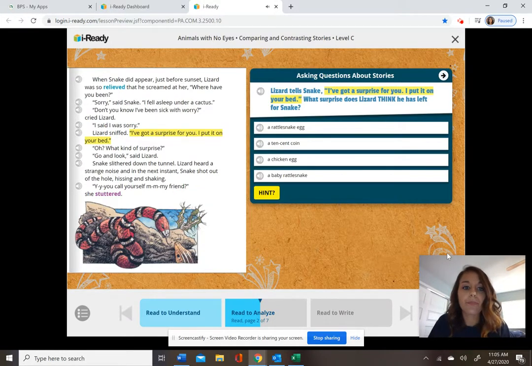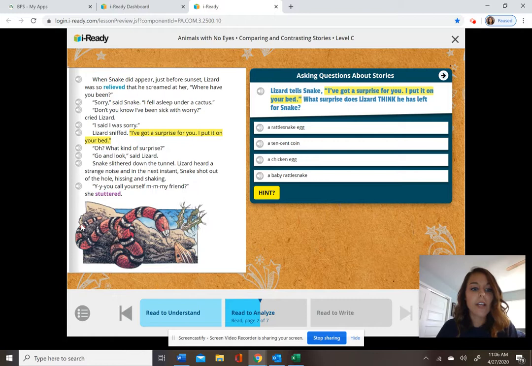Lizard tells Snake, I've got a surprise for you. I put it on your bed. What surprise does Lizard think he has left for Snake? So Lizard's so excited about this surprise that he's giving to Snake. And he's so happy for Snake to see it and see her reaction. I think it's a her or a his reaction. I'm not sure.